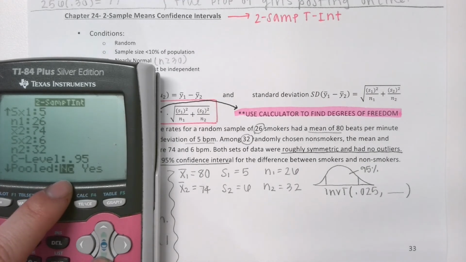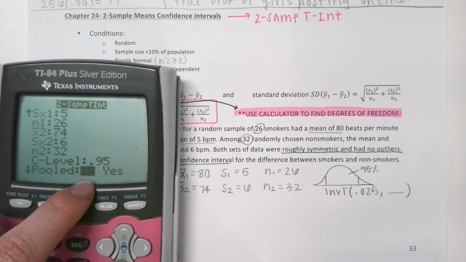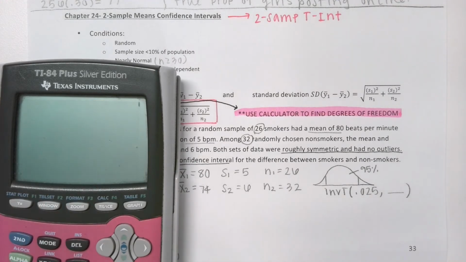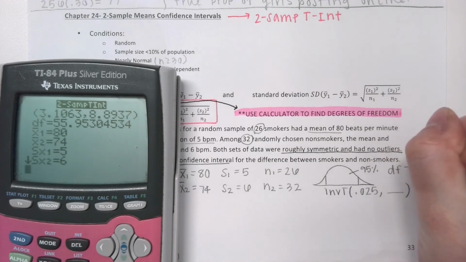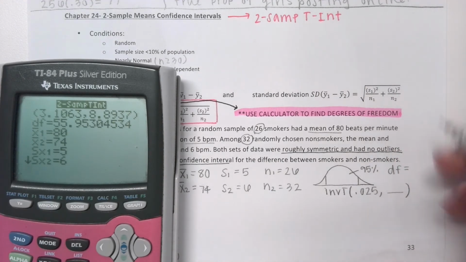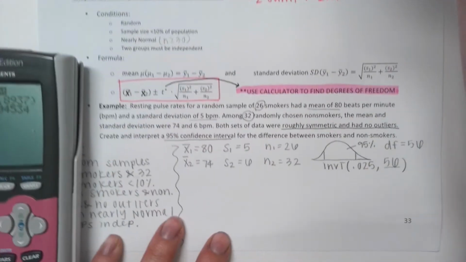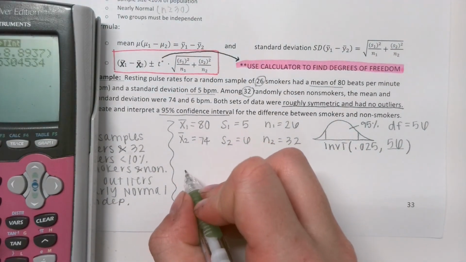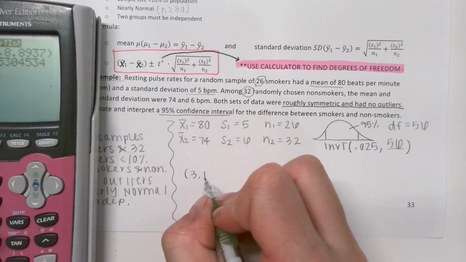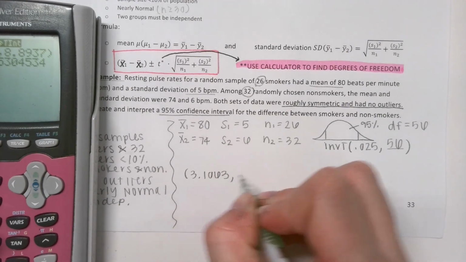Always know there's no pooling for means. Never ever on this test will we have to pool for means. So it does give me the interval here, which is nice. I'm going to start with just writing down the degrees of freedom. So they gave me 55.9, so I'm going to round that to 56. Okay, I'm going to leave a little bit of a blank spot here so I can write the formula, but then the AP graders are okay if you just copy this little guy right down.